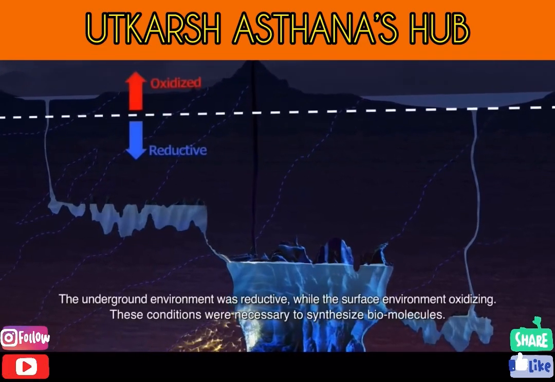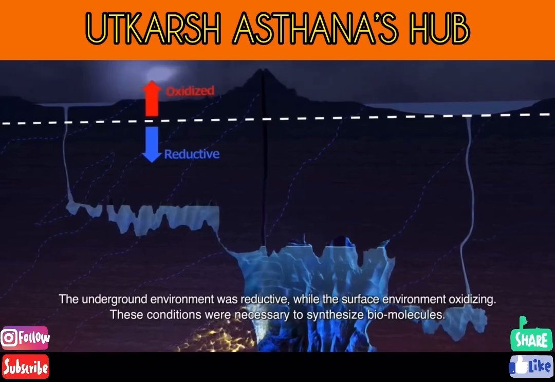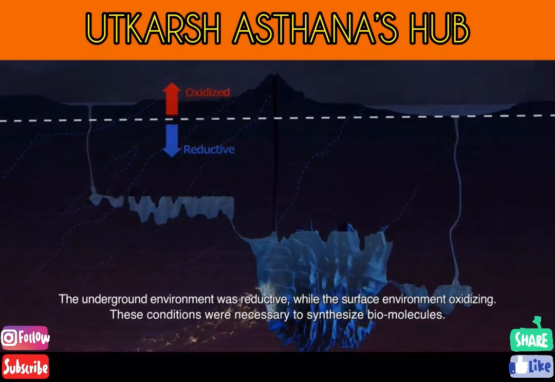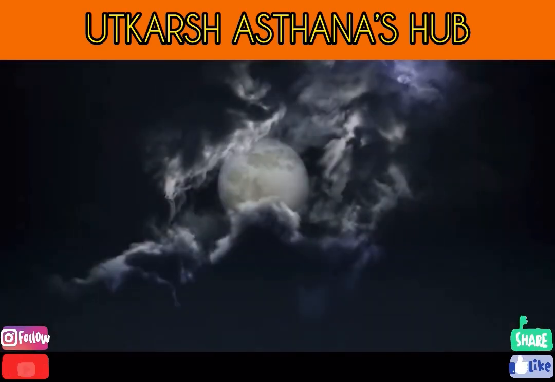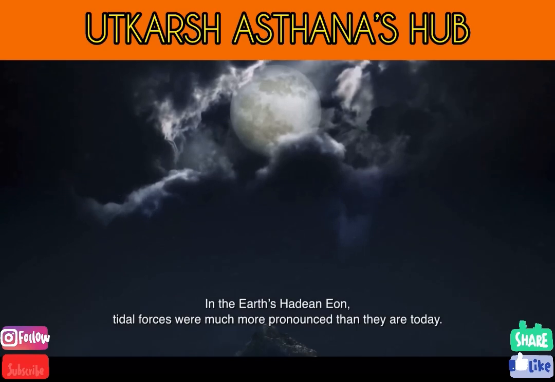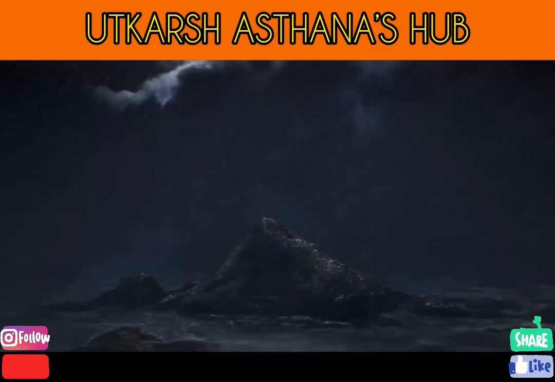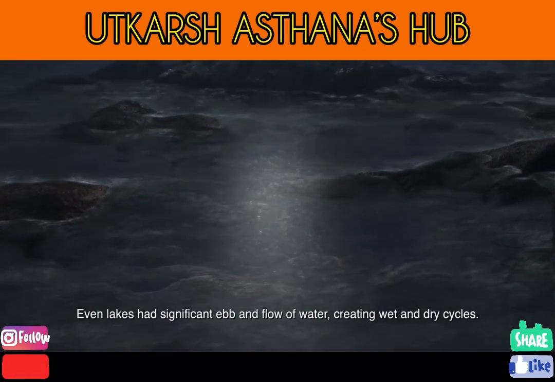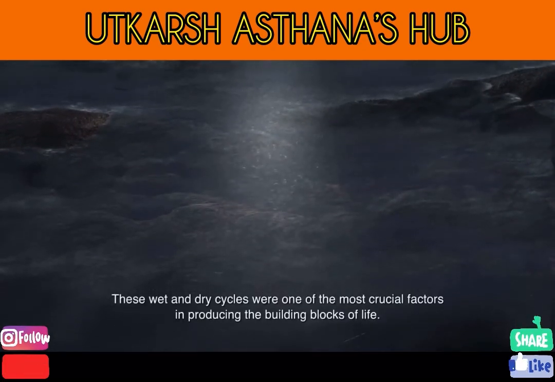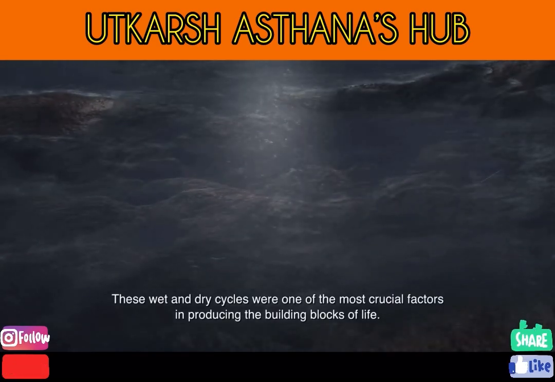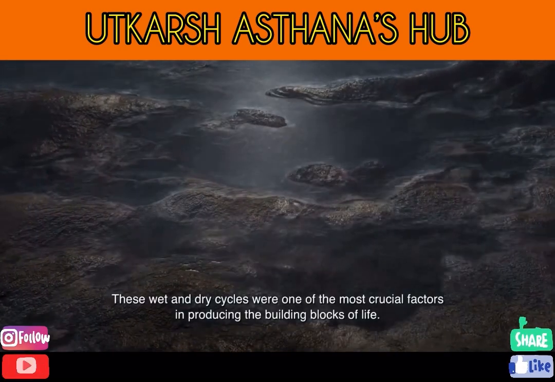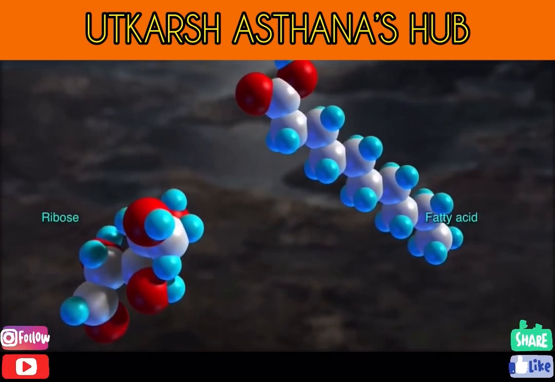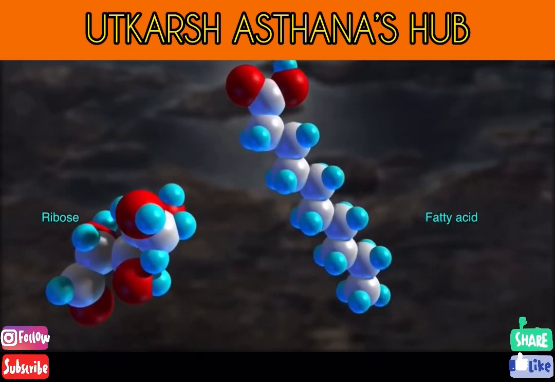The underground environment was reductive, while the surface environment was oxidizing. These conditions were necessary to synthesize biomolecules. And then, in the Earth's Hadean eon, tidal forces were much more pronounced than they are today. Even lakes had significant ebb and flow of water, creating wet and dry cycles. These wet and dry cycles were one of the most crucial factors in producing the building blocks of life. And that is how ribose and fatty acid were formed.